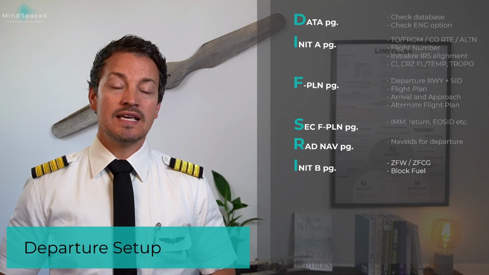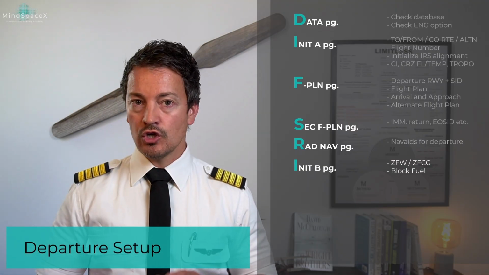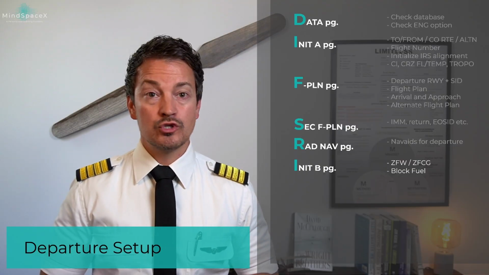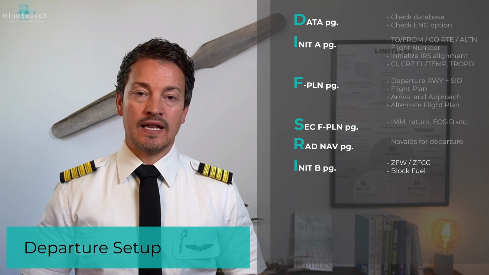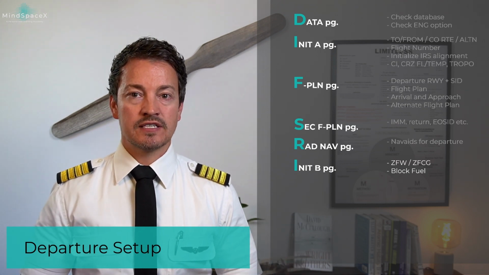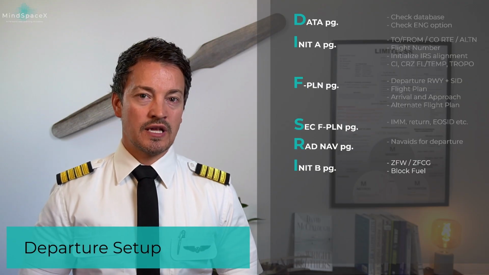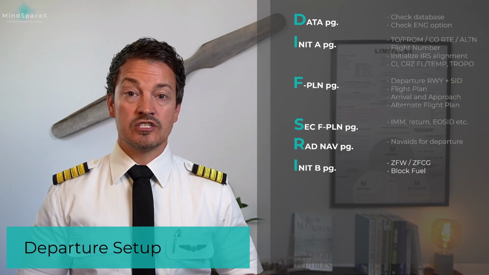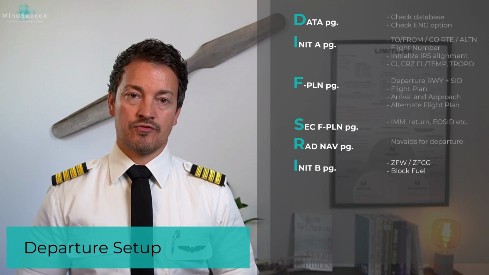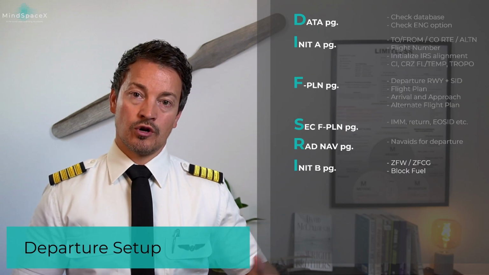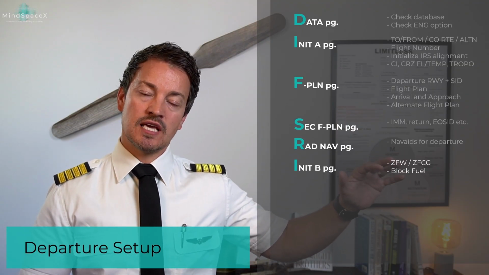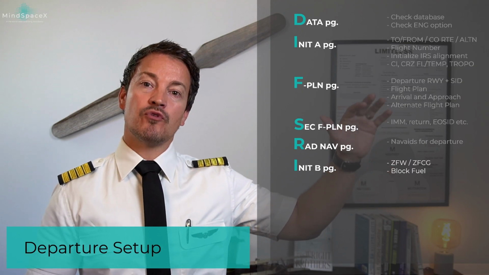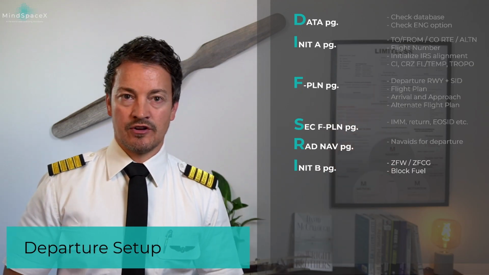And then we have the Init B. Now the loading should have been completed. We should have the fuel on board and the passenger final manifest. This allows us to put in zero fuel weight, zero fuel CG, and block fuel as put on the aircraft. Once this is in, the aircraft is capable of calculating all performance for the flight plan and secondary flight plan.